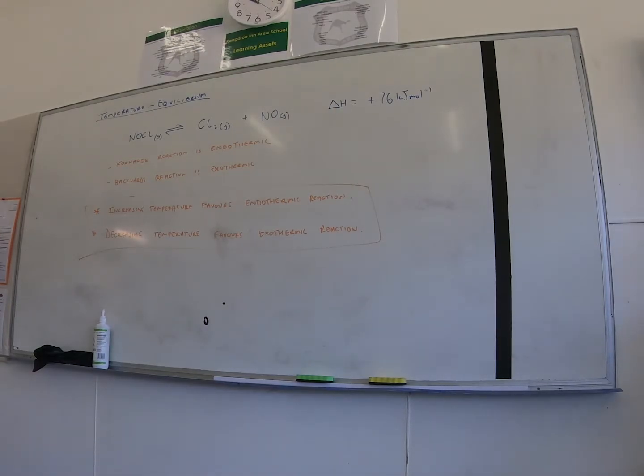Okay, so we've got a little table here. If the temperature is decreased, equilibrium shifts in the direction that releases heat, so it shifts towards the exothermic direction. So increase, equilibrium shifts to favour the endothermic. Decrease, equilibrium shifts for exothermic. So that is just what I've written in this box.